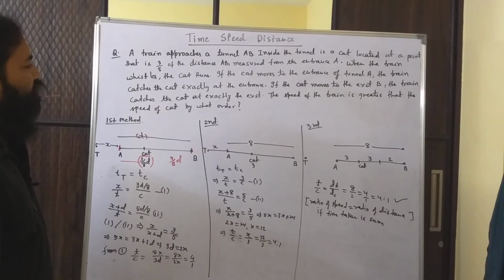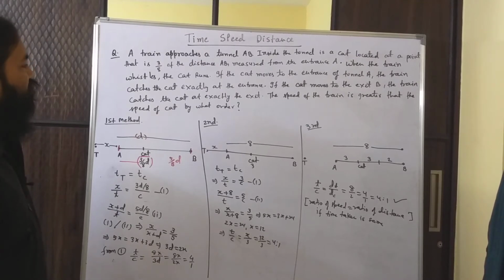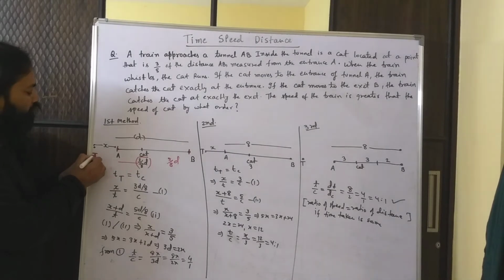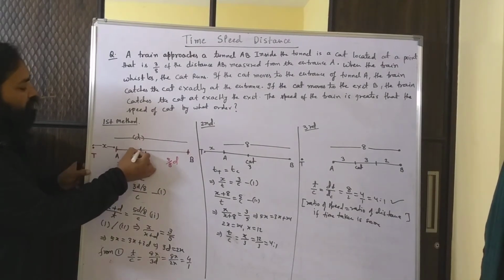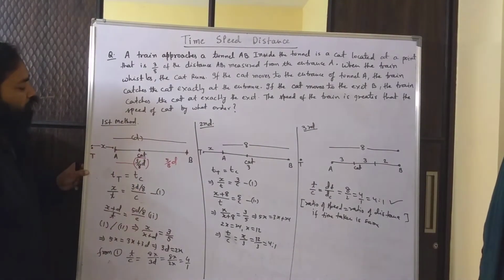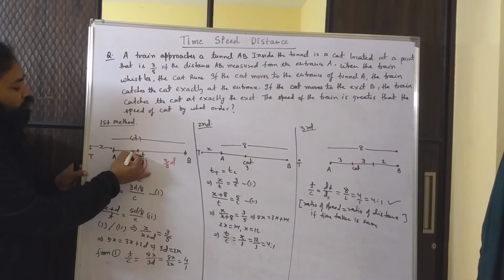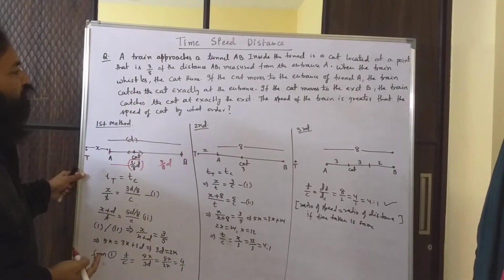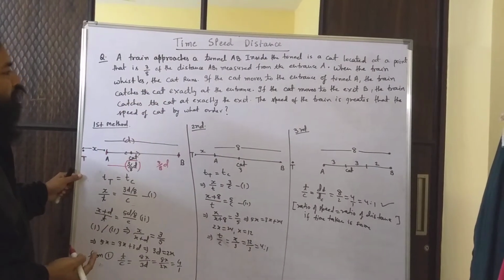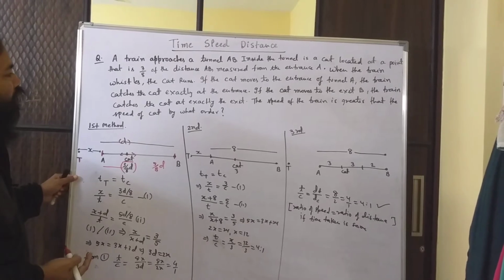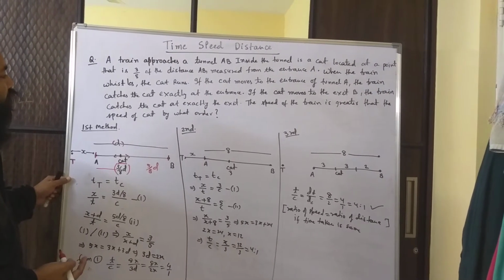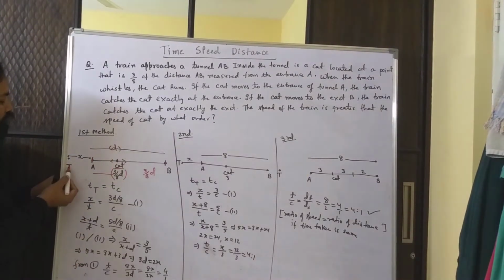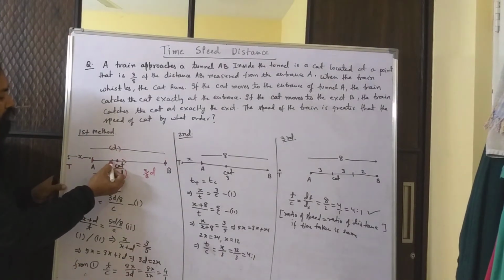Now the next point is given. When the train whistles, the cat runs. So suppose somewhere here is the train, and when the train whistles, the cat starts running. Now obviously the cat can run in this direction and the cat can run in this direction also. So they have given the information for both the cases. If the cat moves to the entrance of the tunnel A, the train catches the cat exactly at the entrance.